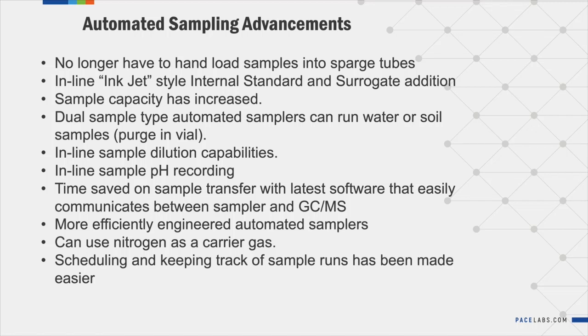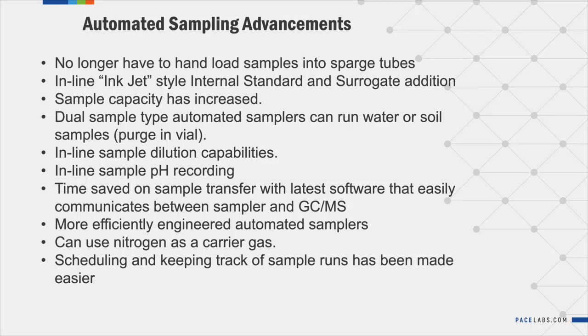There have been a number of significant improvements in automated samplers. We no longer have to hand load samples into sparge tubes, like the ALS 2016 from the previous slide. We have inline inkjet style internal standard and surrogate addition. Sample capacity is also increased. Most new automated samplers can hold around 100 samples. We can run water or soils on dual sample type autosamplers that are now available. Inline sample dilution capabilities are also possible, as well as inline sample pH recording coming off the waistline.